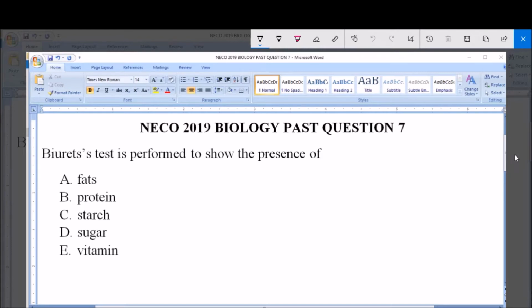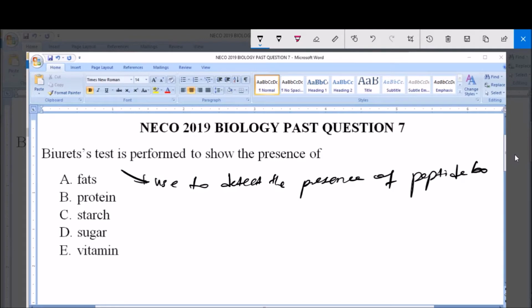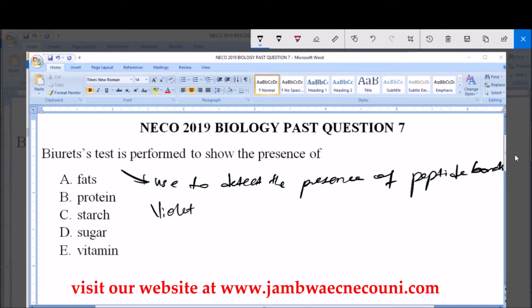Now, the Biuret test is a chemical test used to detect the presence of peptide bonds. That's a Biuret test. Now, in the presence of this peptide bond, a violet color is actually produced.